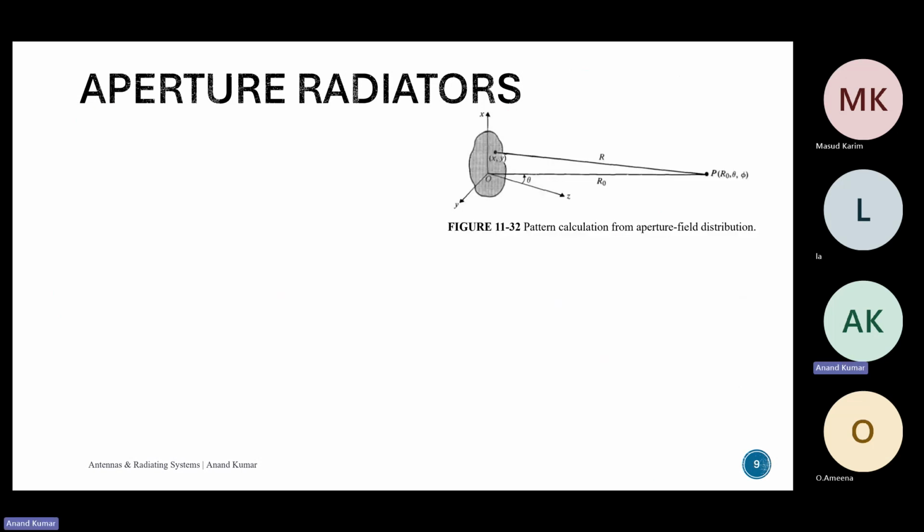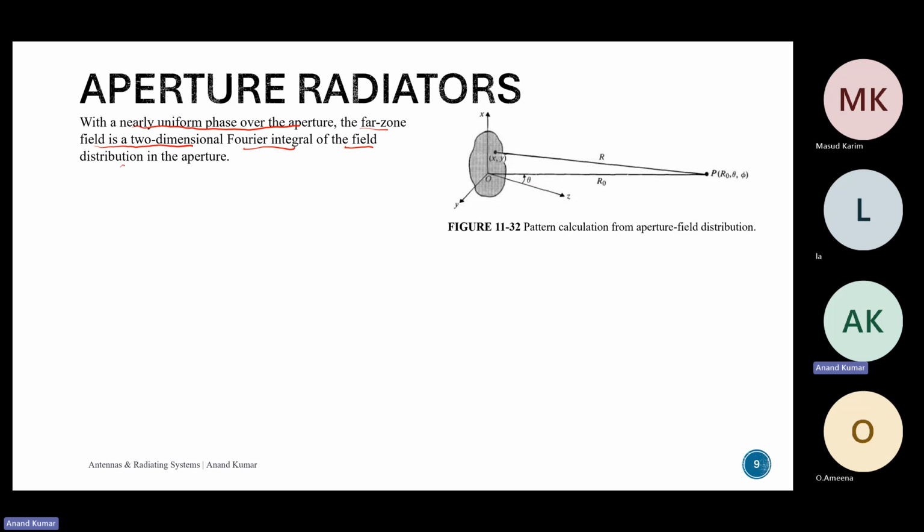Okay. So continuing our discussion on the aperture radiators, we'll try to calculate the field properties at a far distance from the aperture by using the field distribution at the aperture. With a nearly uniform phase over the aperture, the far zone field is a two-dimensional Fourier integral of the field distribution at the aperture. So this is very important that you must remember. So if we have nearly uniform phase of the field over the aperture, the far zone field.